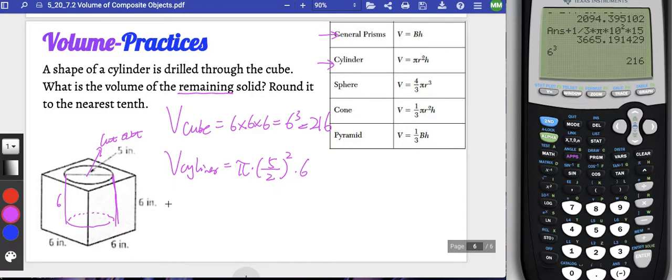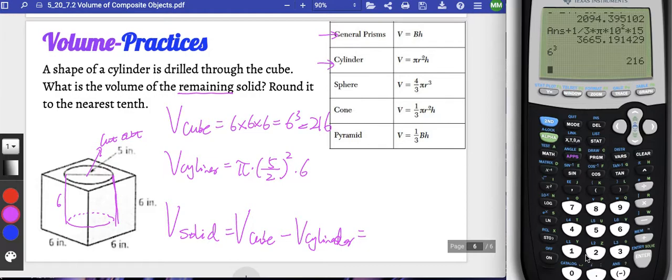And we know the remaining solid, since I take out the cylinder, is the cube volume subtract the cylinder volume. This is how we figure out the question, because it's cut out. Now I'm going to type everything in to figure out the answer. I prefer not to break it down before the final answer, in case I forget to write down more digits. So I'm going to write everything together: pi times, do not forget, 5 divided by 2, squared, then times 6.